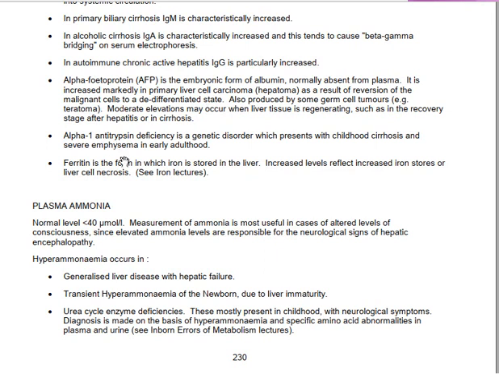Now alpha 1 antitrypsin deficiency is a genetic disorder which is associated with emphysema. Every patient that has this alpha 1 antitrypsin deficiency usually will have emphysema, because trypsin is going to react excessively. When trypsin reacts excessively, it results in destruction of the liver and also of the lungs. Now the question is why this happens.